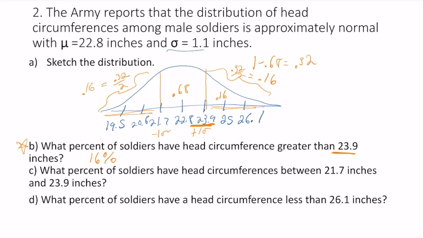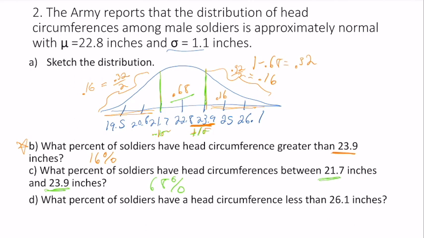Next, what if I want to know what percent of soldiers have a head circumference between 21.7 and 23.9 inches? Well, each of those marks our first standard deviation, right? So it's going to be this area right here, which is 0.68. So 68%.